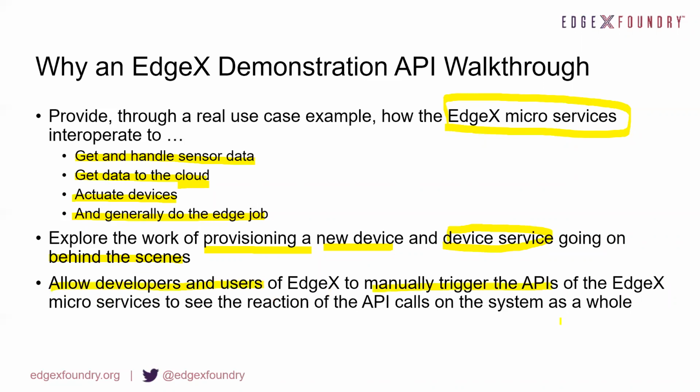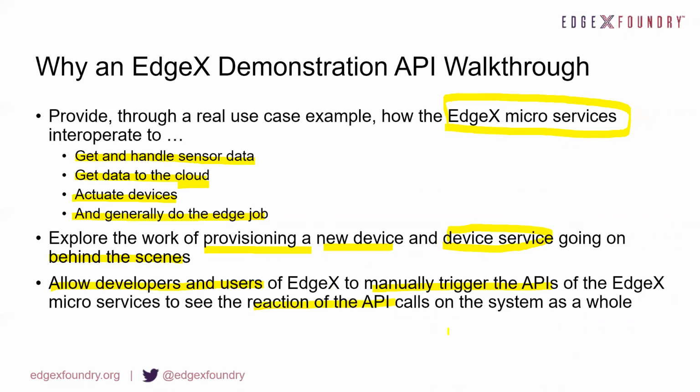That's really helpful from several perspectives. If you're debugging the system, being able to trigger an API allows you to step through what's happening. It also allows you to start to see data flow from one microservice to another. And if you've got some sort of Wireshark or something watching the data flow between services, that can be very, very helpful. And just in general, get an understanding of how EdgeX reacts to any particular API call you make.